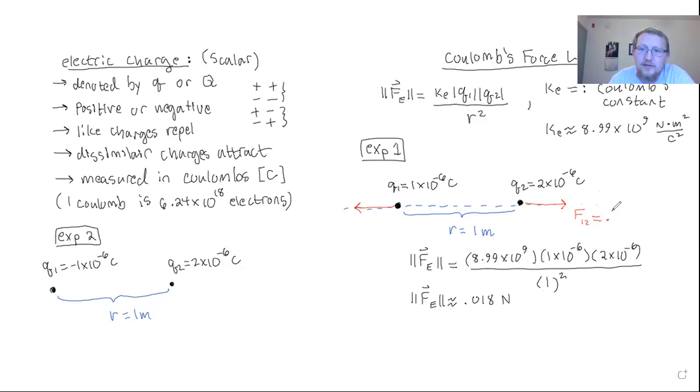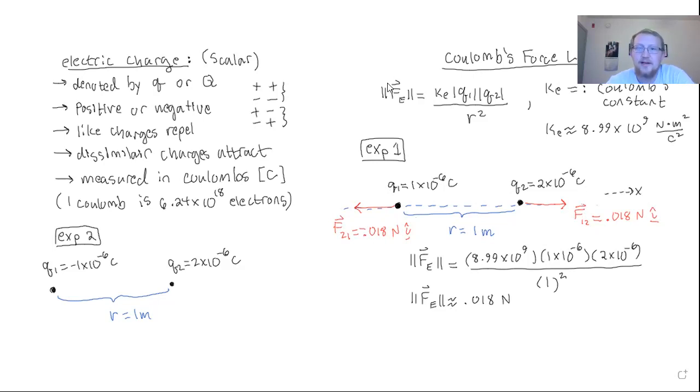And so we've found that it's about 0.018 newtons. And we could go ahead and say that this is the x direction. So we could say 0.018 newtons in the i hat direction for the force that 1 applies on 2. And then over here, the force that 2 applies on 1 is of equal magnitude, right? Equal and opposite according to Newton's law. So it's negative 0.018 newtons in the i hat direction because it's pointing in the opposite direction of the x direction. So this is how we would write those electric forces as vectors.